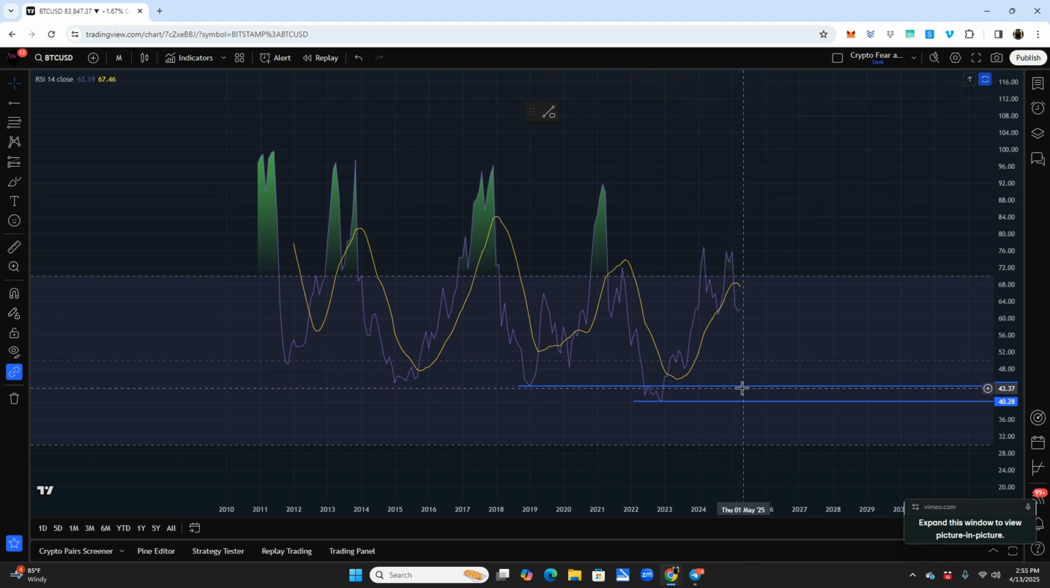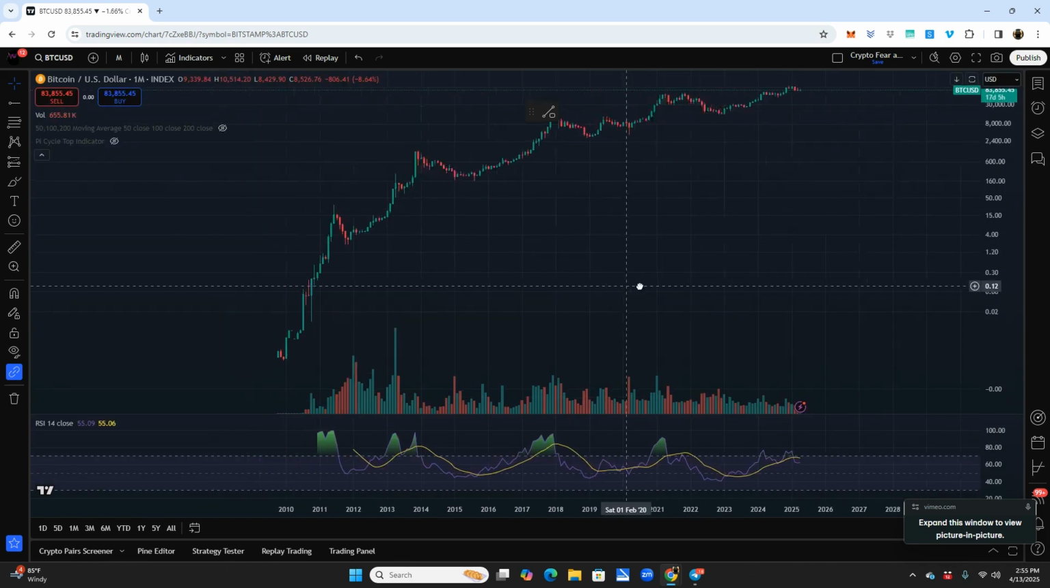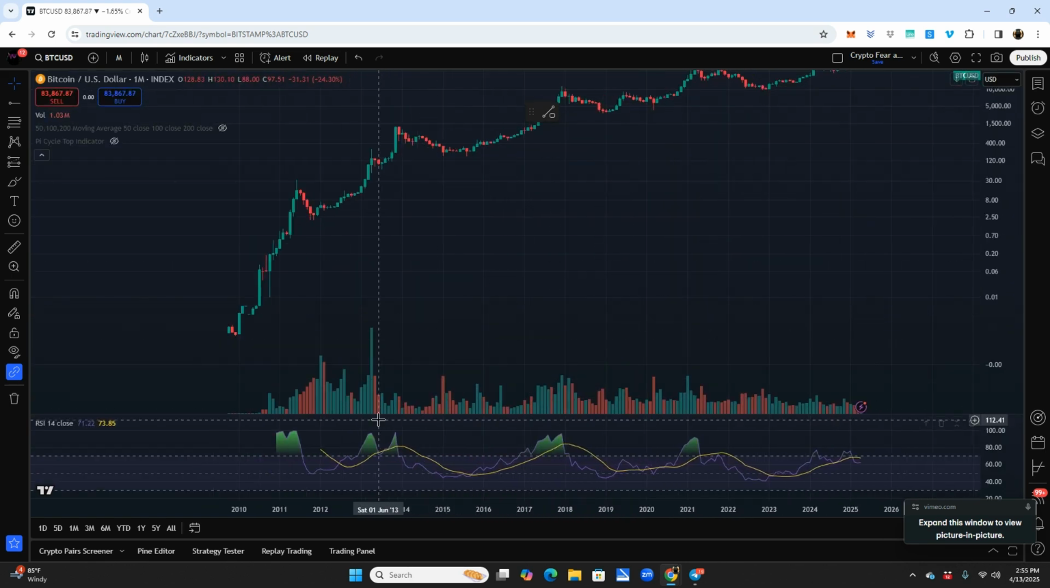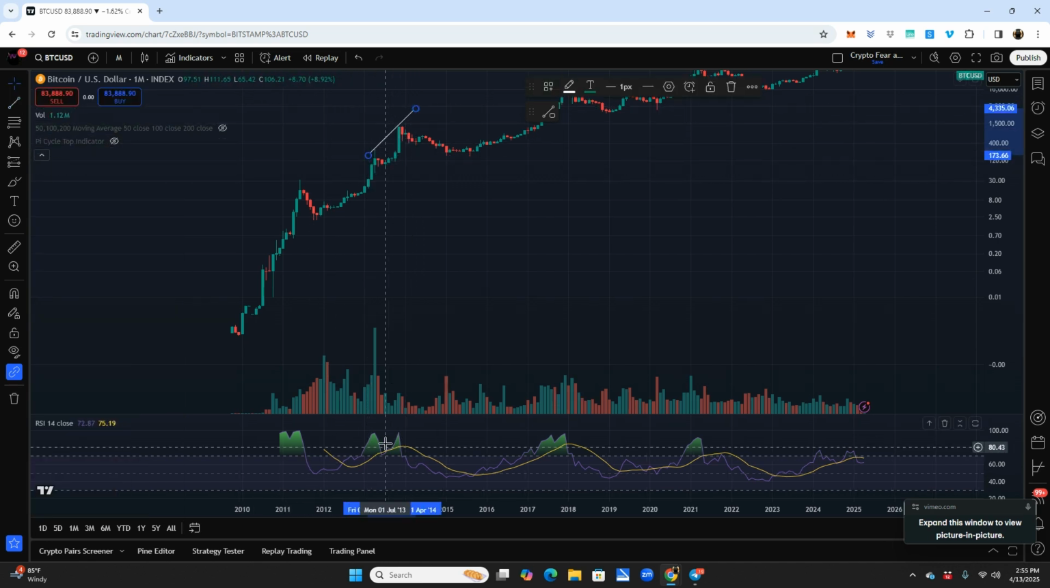Okay, let's see if we can find any kind of divergence. Divergence again is very important for catching market cycle tops. So here's one peak and then here's one peak. So this is something called hidden divergence. When the price is going up, and the indicator is either going the opposite direction or going sideways. There's a couple different ways that divergence can play out, but this is hidden divergence because it's going sideways.